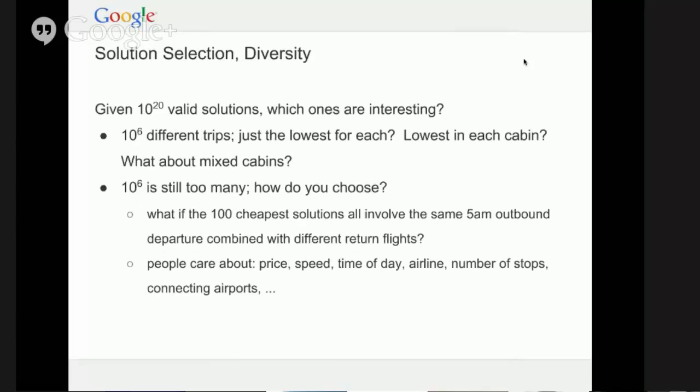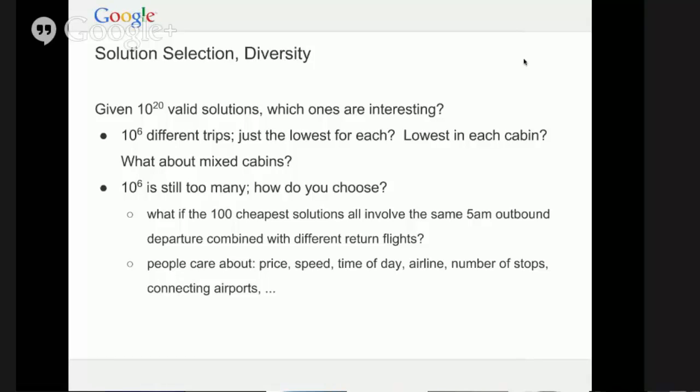But the problem is far from solved, though, because given 10 raised to 20 valid solutions, which ones are interesting? For example, if you look at only by price, you will find that for any reasonable size, say, international search, you can get the first 100 cheapest only prices vary by about $5. And if I give you as a solution about 100 different solutions with just $5 difference between them, you will not be able to get much out of it. They'll just say, well, this doesn't help me.